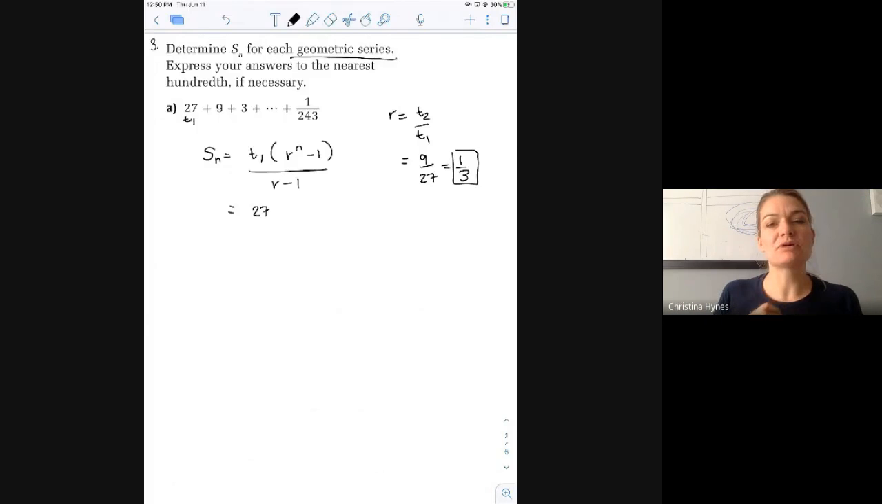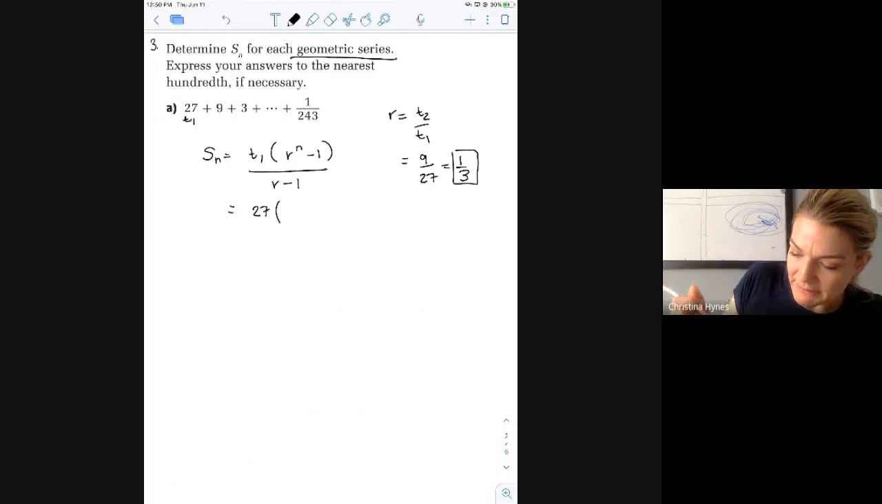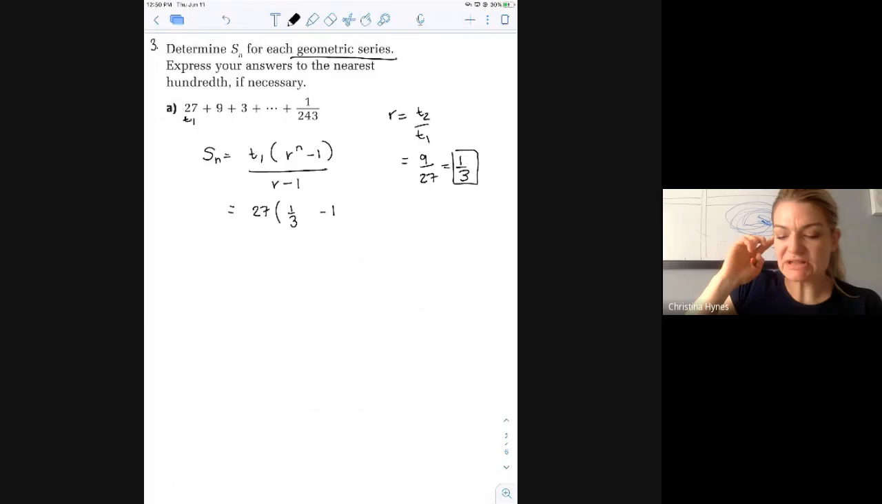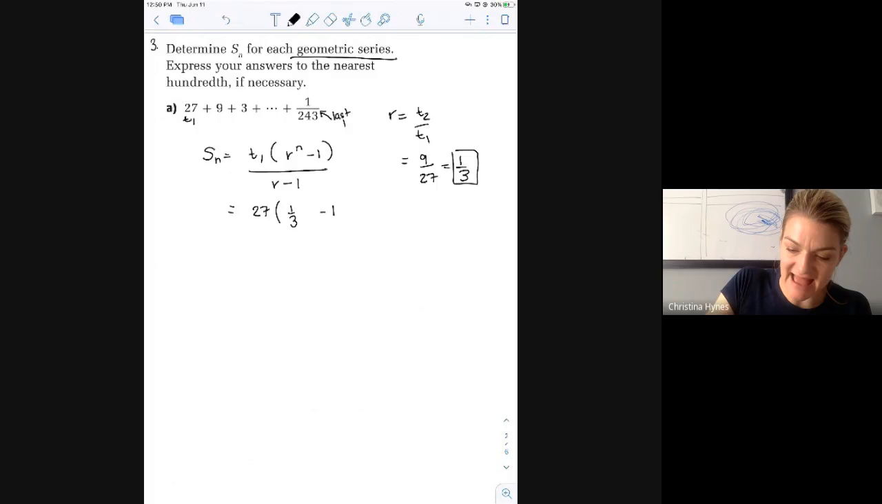Now it's important to leave it as a fraction when you substitute, because if you round it, that's going to keep rounding your answer until the end, right? So I'm going to put 1/3, and then my n, I don't know, because we don't know how many numbers are in the sequence. We don't know how many numbers will take us to this last term. So that's what's missing here.